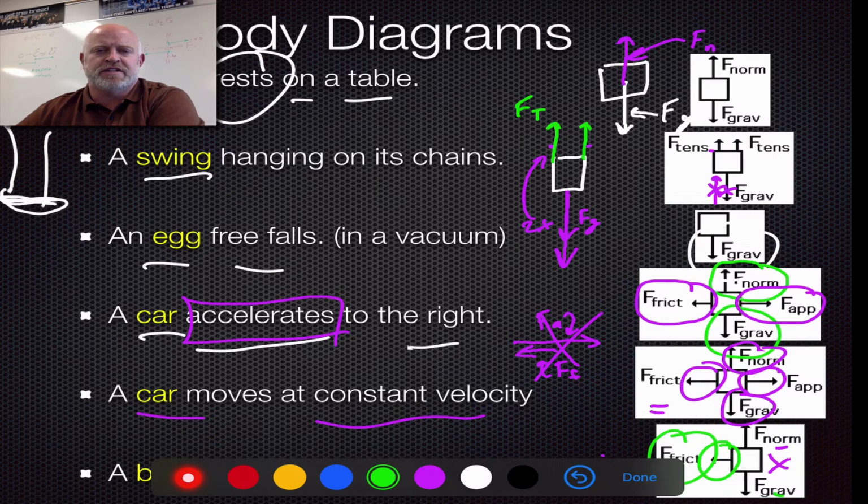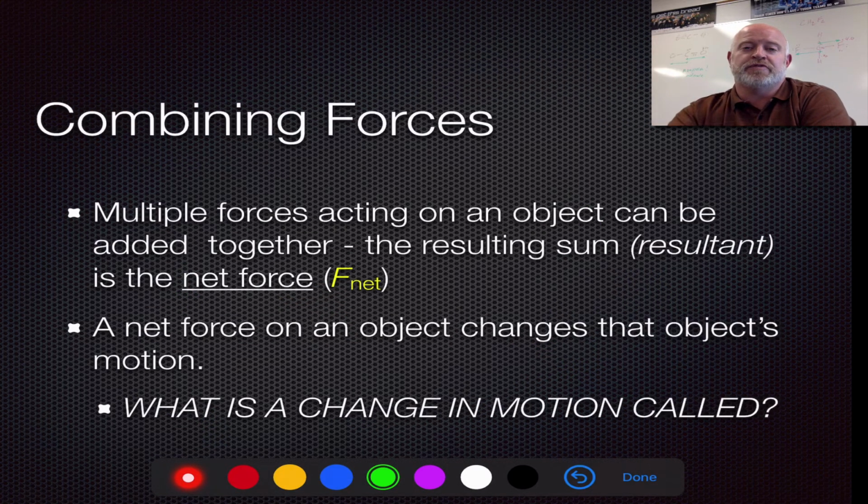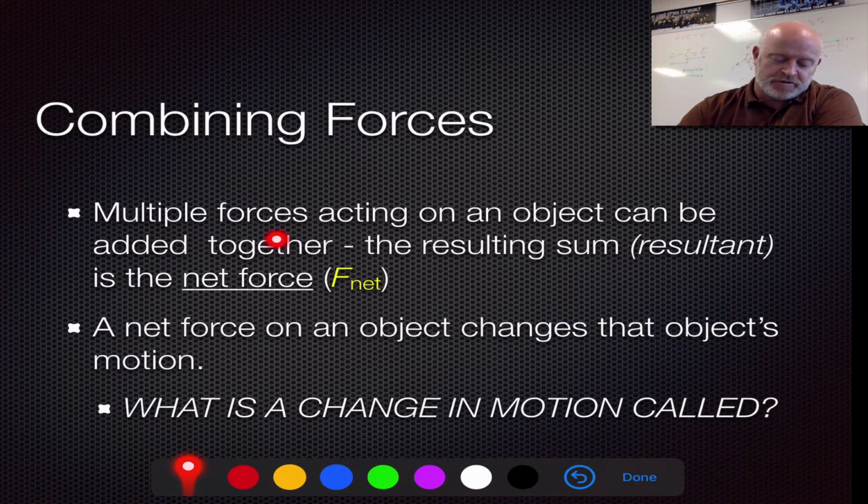We'll draw a lot of these as we move forward. They just kind of help give us a visual of what's going on and kind of how things work as we are working through these different scenarios of forces acting on objects. Now, once we get free body diagrams done, we can start talking a little bit more about combining forces and what that means to us, all right? So it's very common to have multiple forces acting on an object, all right? When that happens, we're going to add them together, okay?